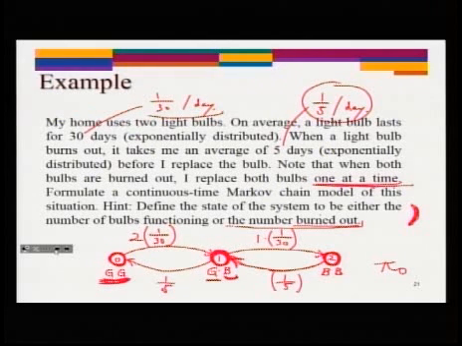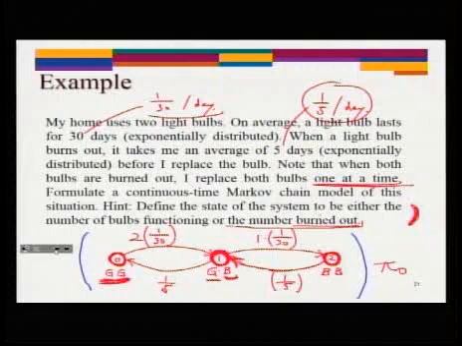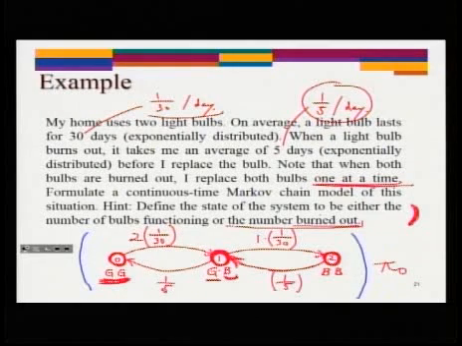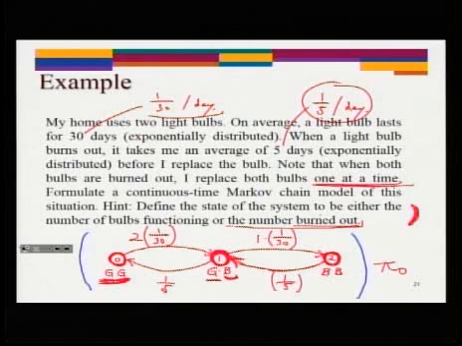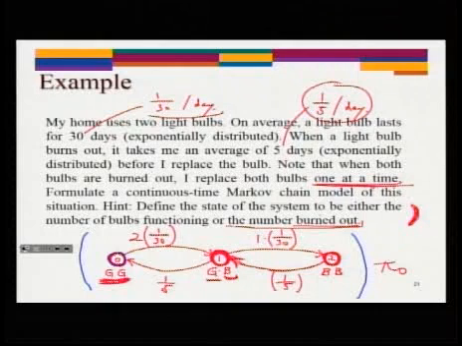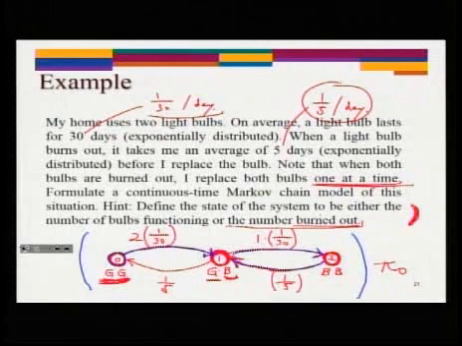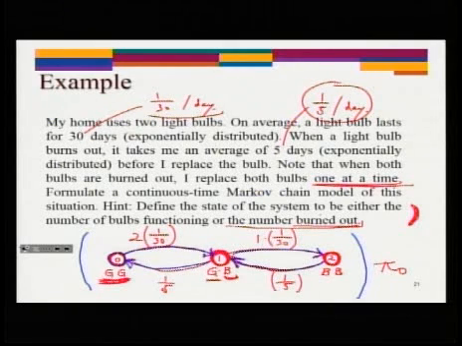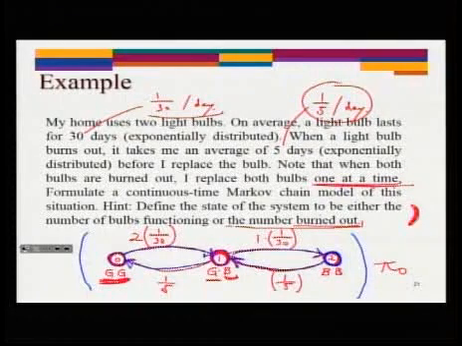But first of all, we need to examine whether this continuous time Markov chain model is a birth-death process or not. Is this a birth-death process? Is that right? Because in this case, the population is the number of live light bulbs burned out, right? The population is increased by one, and also the population is decreased by one. Because we assume that although there are two light bulbs burned out, we're going to replace them one at a time. So obviously, this is a birth-death process.